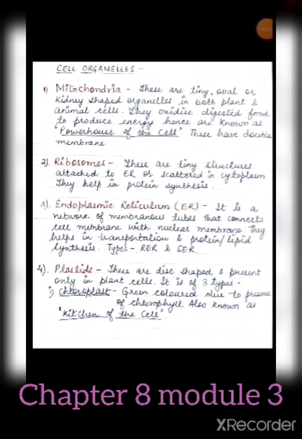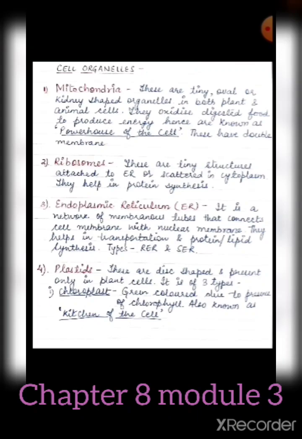Hello students, now let's discuss the next topic of chapter number 8, that is cell organelles. So the first cell organelle is mitochondria. These are tiny oval or kidney shaped organelles in both plant and animal cells. They oxidize digested food to produce energy, hence they are known as powerhouse of the cell.